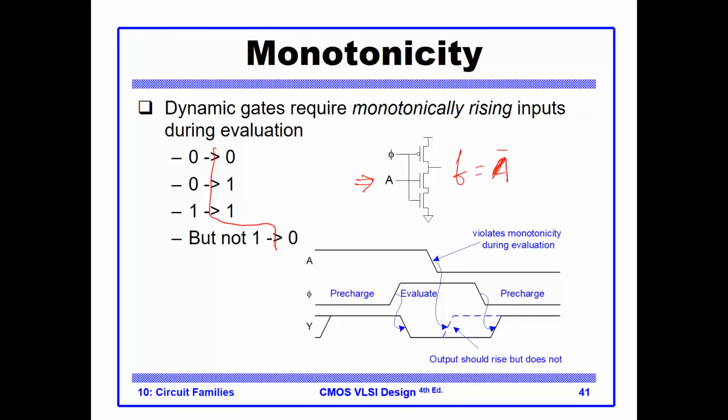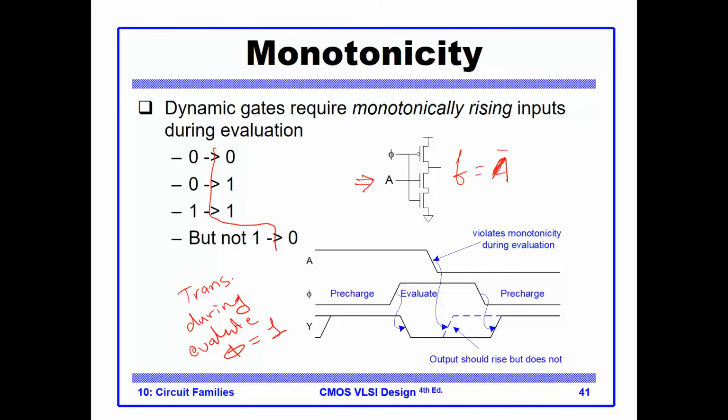I'm sorry, let me restate this again. This arrow means that this is the transition during evaluate. And we know that evaluate is when the clock equals 1. So can I transition the inputs during the evaluate?